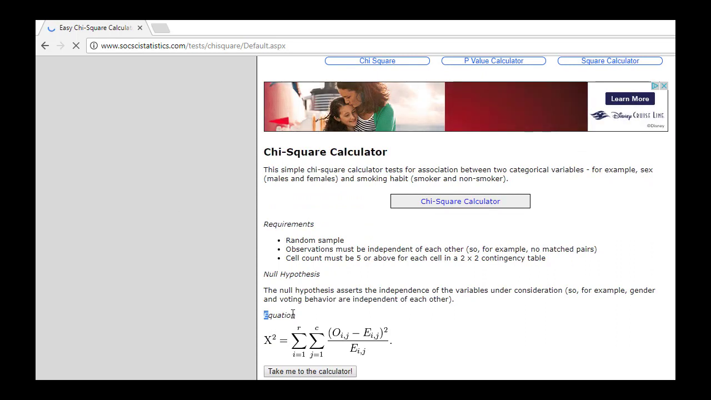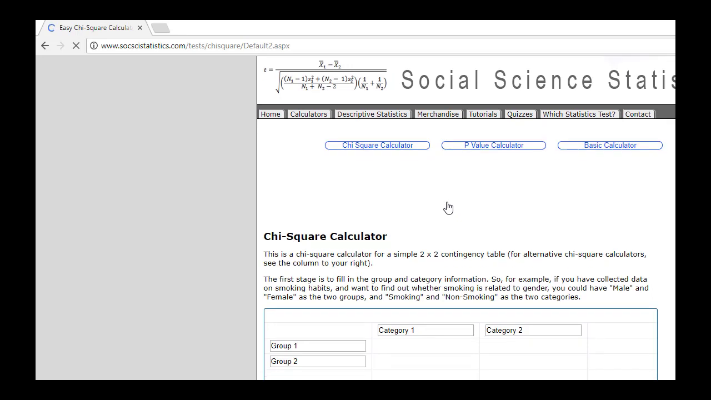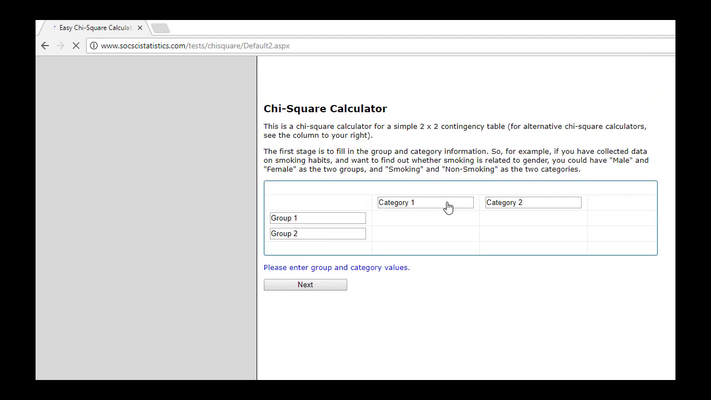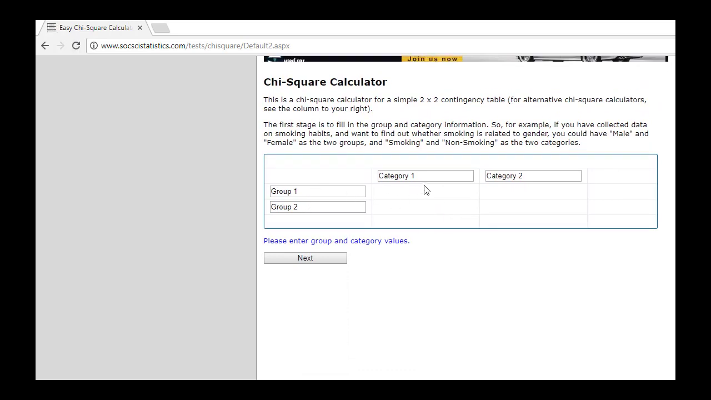You can even look at the equation down here and do the entire equation without using the calculator. But you might want to go ahead and click on the chi-square calculator instead. And once you're here, what you're going to have to do is fill in the groups and the categories. So for group one, that's just basically the video one.